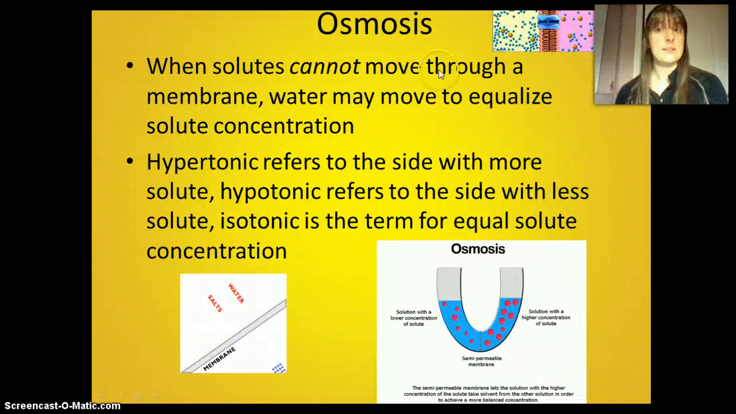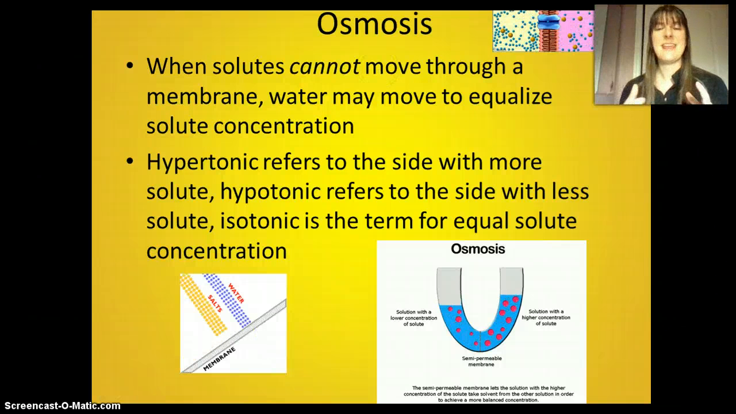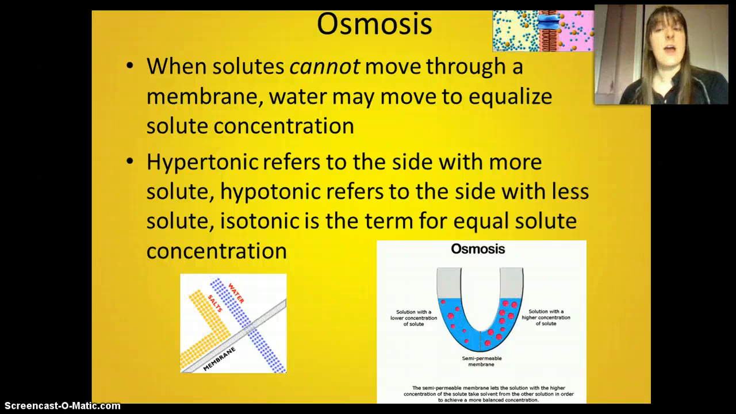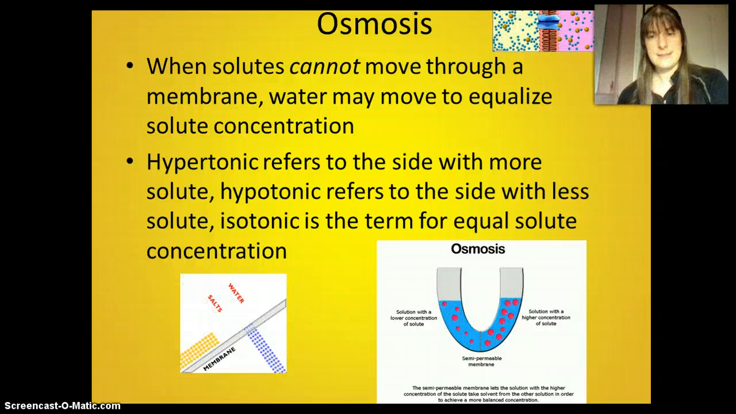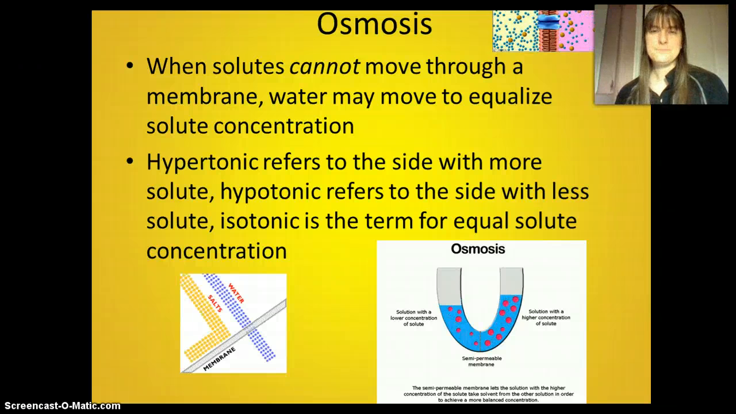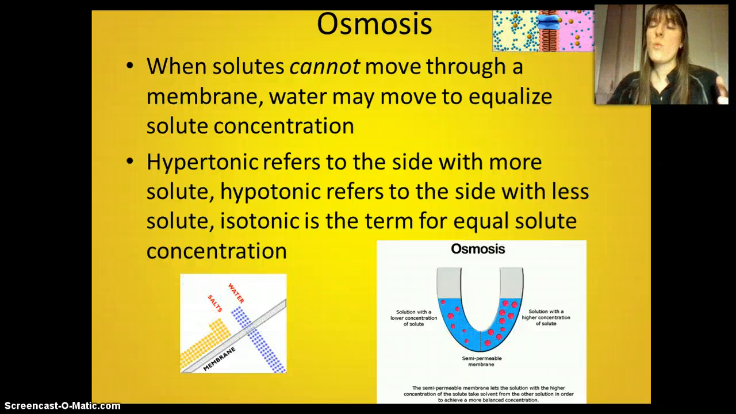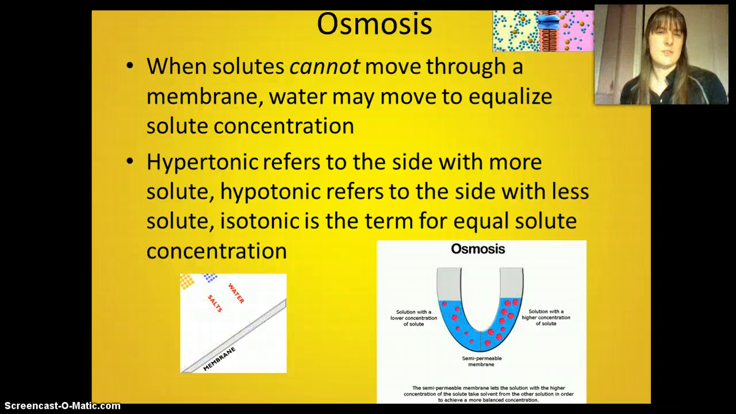Okay, then we have osmosis. Osmosis just means the movement of water. Sometimes when certain things cannot move through a membrane, water will move through in order to equalize it. Remember, water is polar, so water cannot move directly through the membrane. Instead, it's going to move through a type of protein called an aquaporin. But water wants to equalize things. What that might mean is if you have a cell that has many solutes inside of it, and there's water on the outside, the water may want to come into the cell in order to equalize that solute concentration.